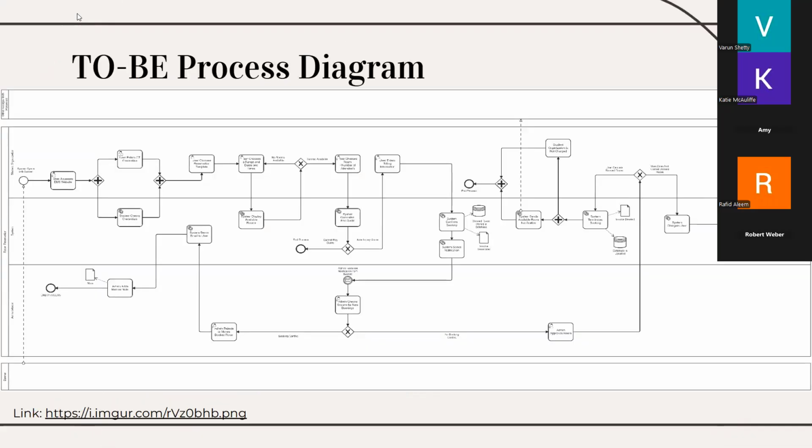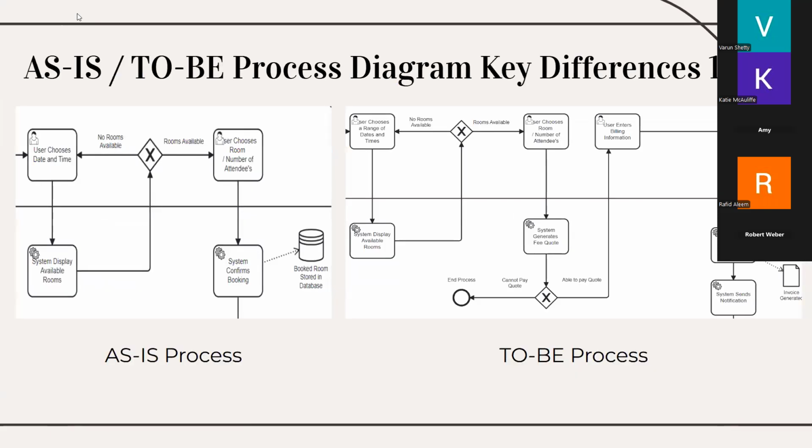So moving on to our 2B process diagram. Our 2B process diagram is somewhat similar to our as-is process diagram with some key differences. As for key difference one, previously mentioned in our new written use case, the user can now select a range of date and time instead of one, significantly decreasing the time it takes to find available space. And now the system generates an estimate of the room if payment is required before the approval process.